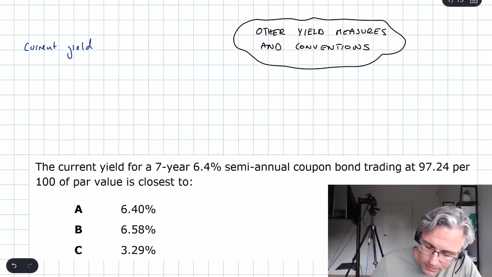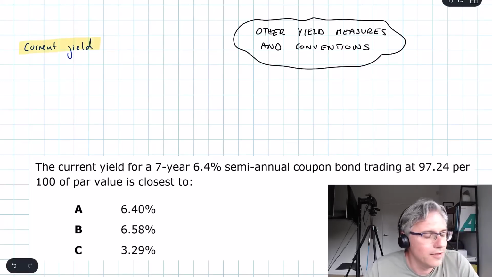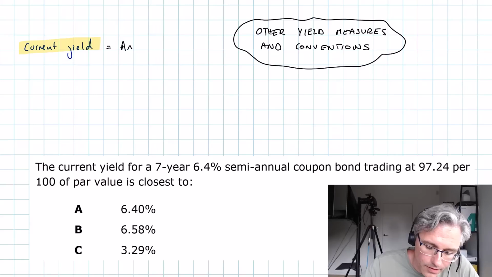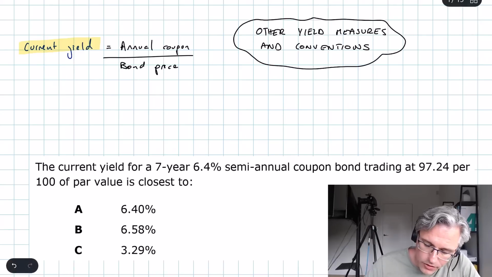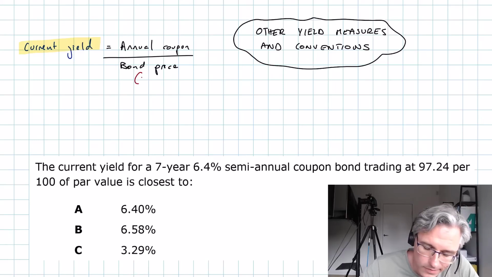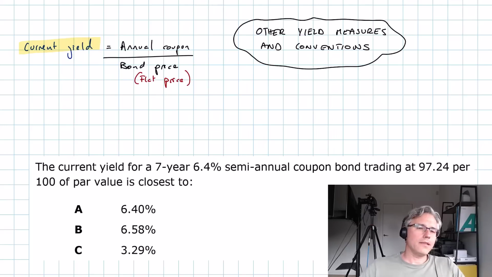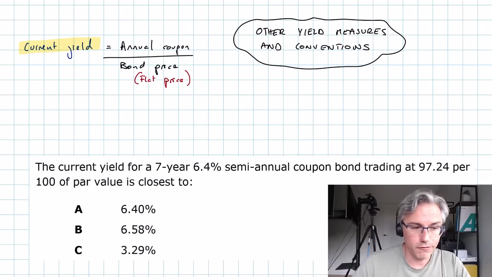Now, the current yield is much simpler to compute than the YTM. It's simply the annual coupon divided by the bond price, and here it is worth mentioning that if in doubt, or if ever you need it, it's going to be the flat price, bond price. This only matters when you've got a bond price in between coupon payment dates. But typically in the questions you'll get a bond price immediately after the previous coupon has been paid. So flat price is equal to the full price anyway.